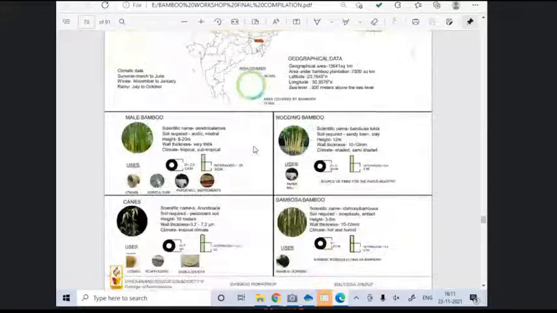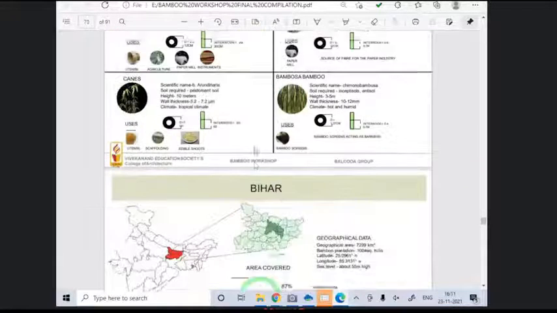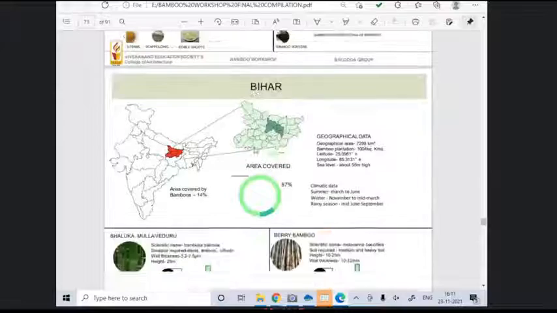And not surprisingly, the state which has the largest ratio between the bamboo plantation and geographical area covered is Assam. The bamboo plantation covers about 56% of the area.